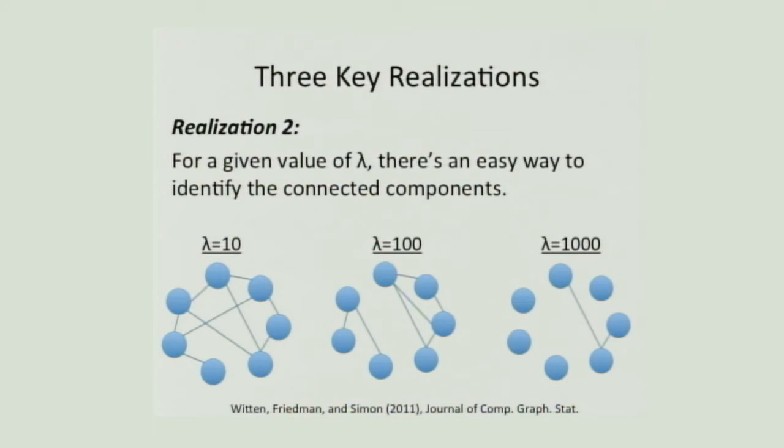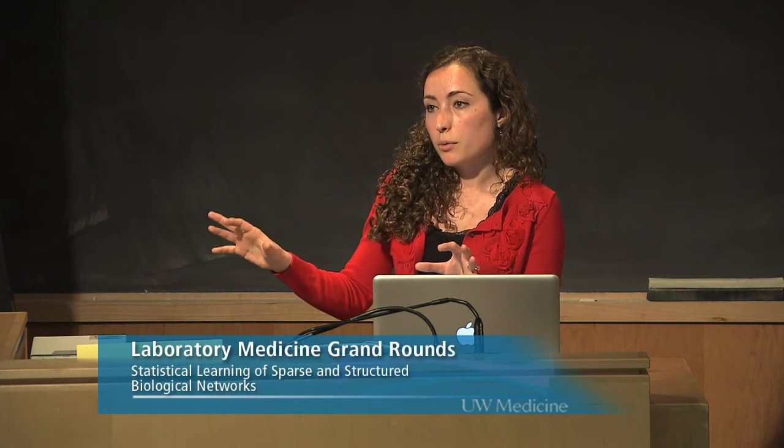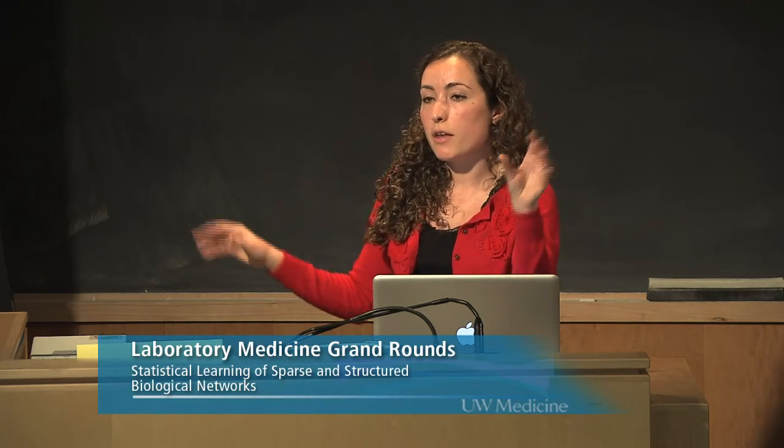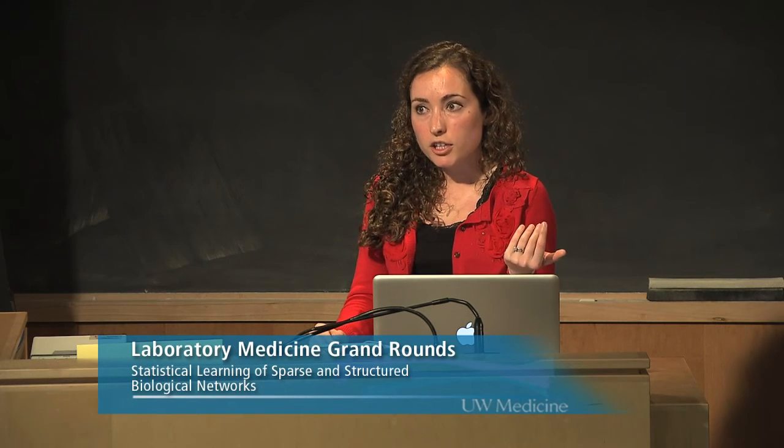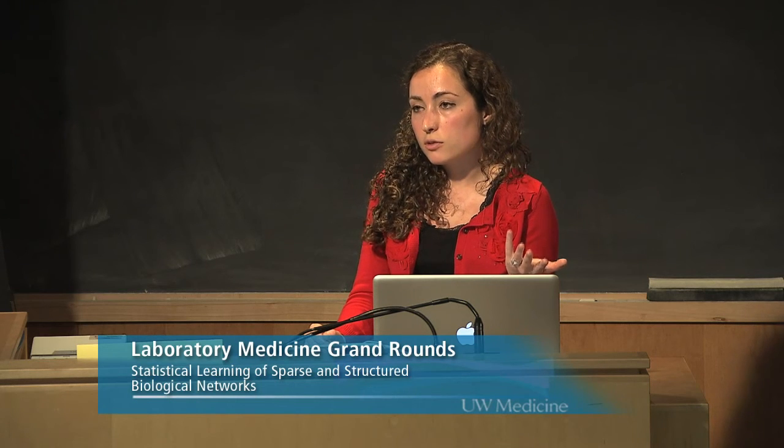OK, so this is sort of interesting if you're into this type of thing. So what's realization 2? Realization 2 is that for a given value of lambda, there's an easy way to identify the connected components. If you gave me your data set and said, Daniella, please find out for me, don't actually do the graphical lasso when lambda equals 100, but just check what the connected components are. I want to know which sets of genes are going to be totally disconnected from other sets of genes. It turns out that I could calculate that for you really quickly, in like 2 seconds on a computer, even for a really large data set, because there's a very simple characterization of the connected components mathematically.